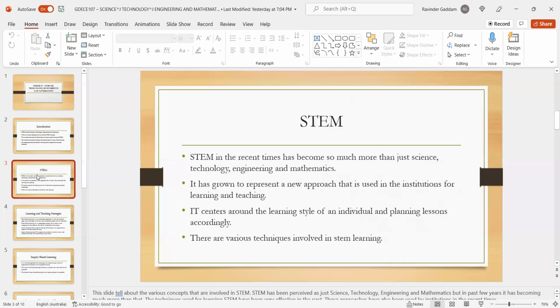There are various techniques involved in STEM learning, such as, as I said before, ask, research, create. These techniques really help the children to think differently and perform better in everyday life situations and explore themselves more.